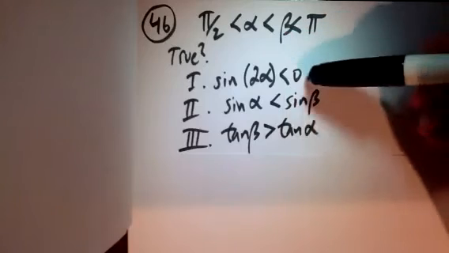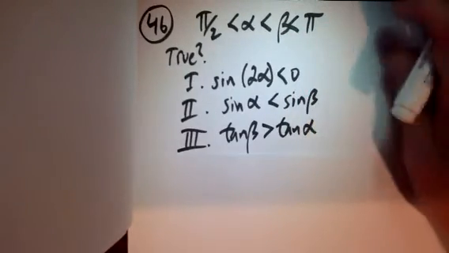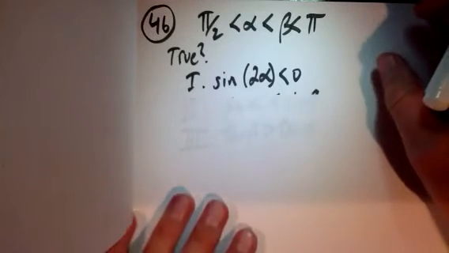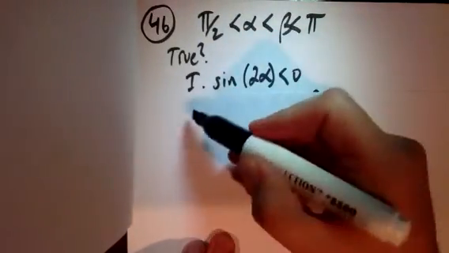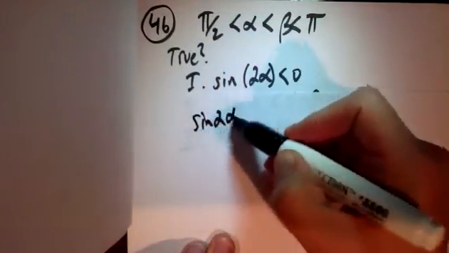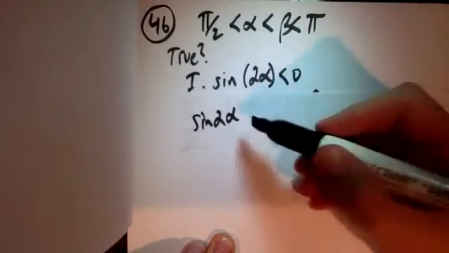It's one of these Roman numeral questions where you have to decide true or false for each one and then pick your multiple choice based on that. So we're going to go one at a time and decide if each is true or not. The sine of 2 alpha, is that less than 0?